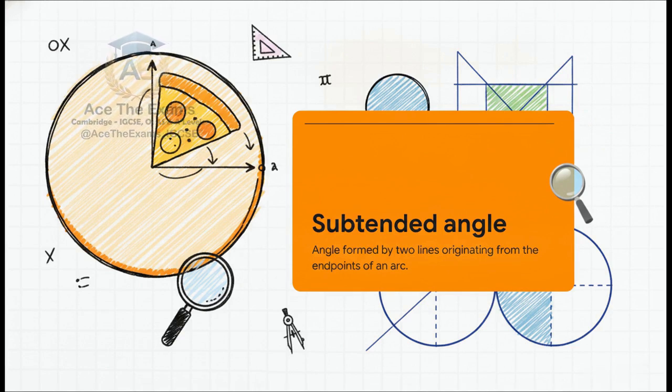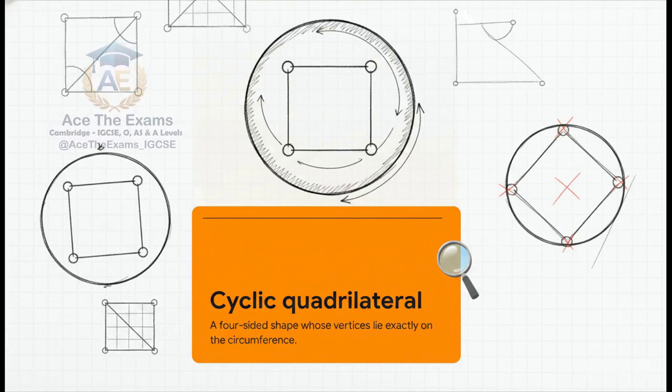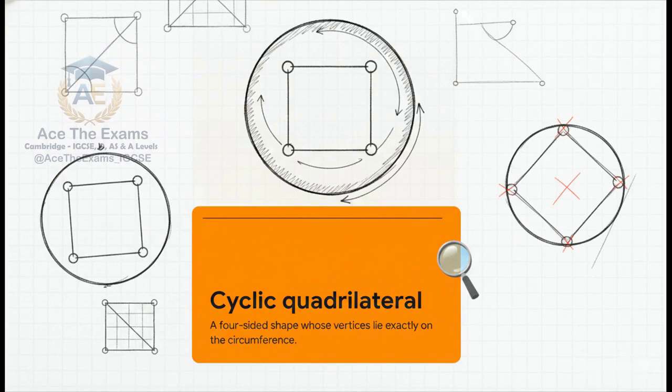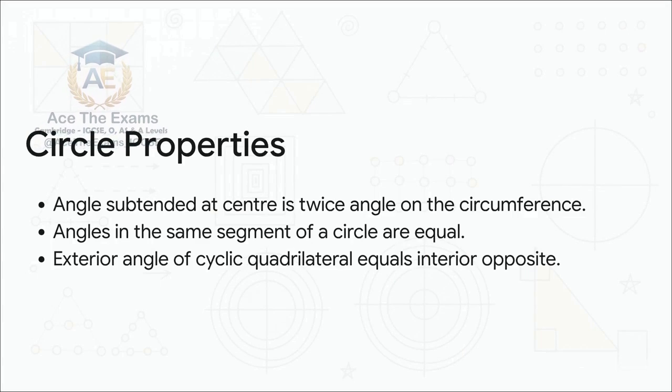Make sense? And let's lock in one more key definition to make sure we're perfectly clear before the final reveal. A cyclic quadrilateral is just a four-sided shape, a polygon, where all four of its corners, its vertices, sit exactly on the outer edge, the circumference, of a single circle. That's it.